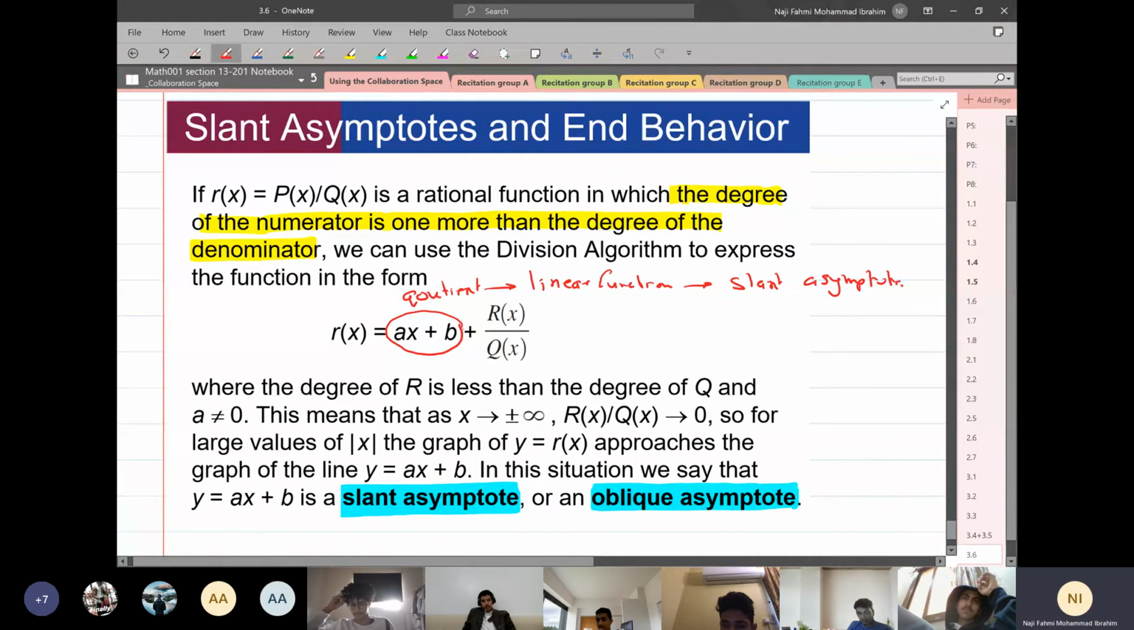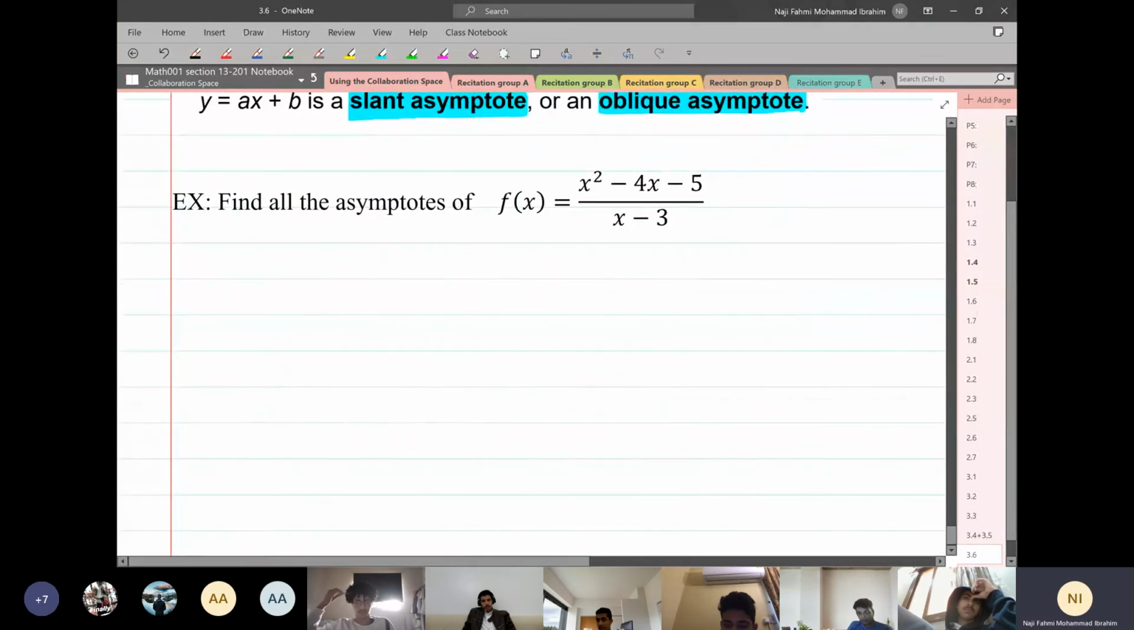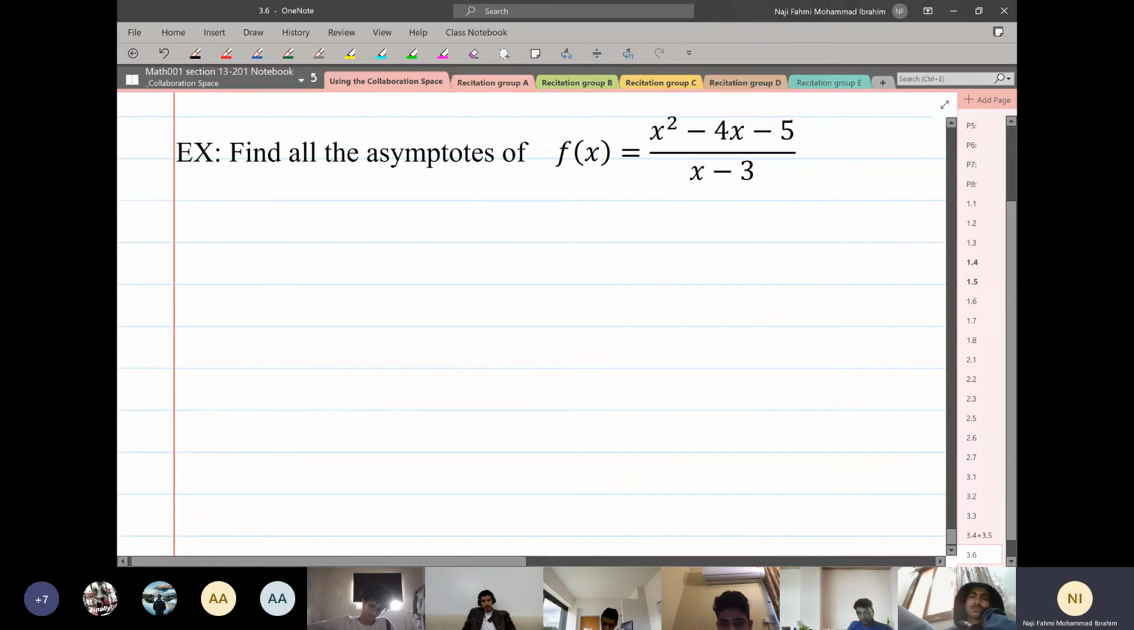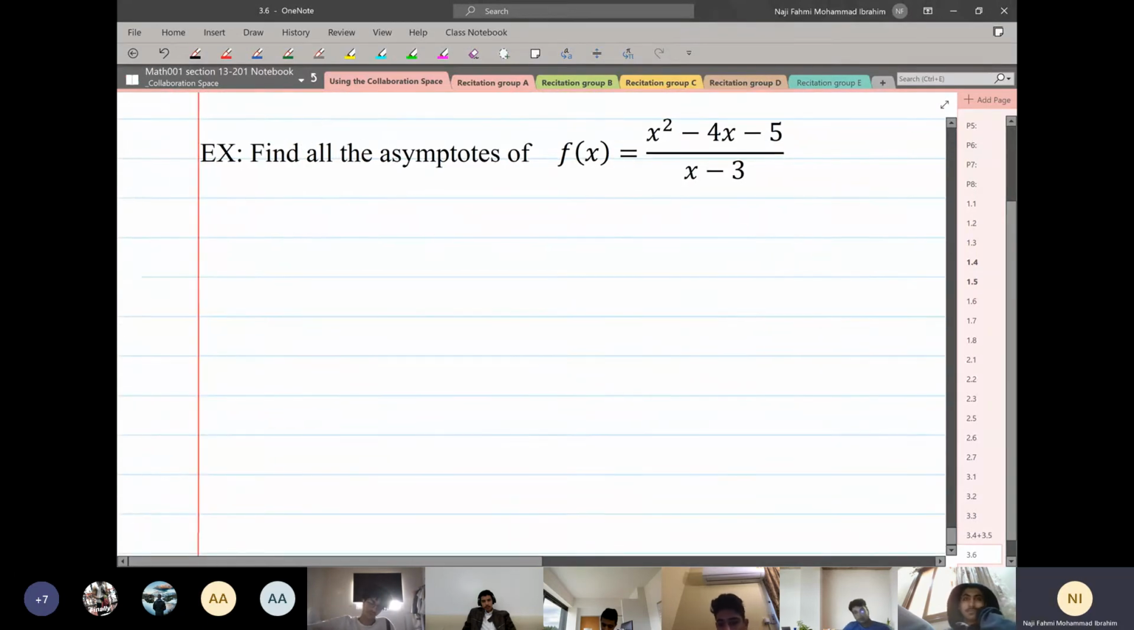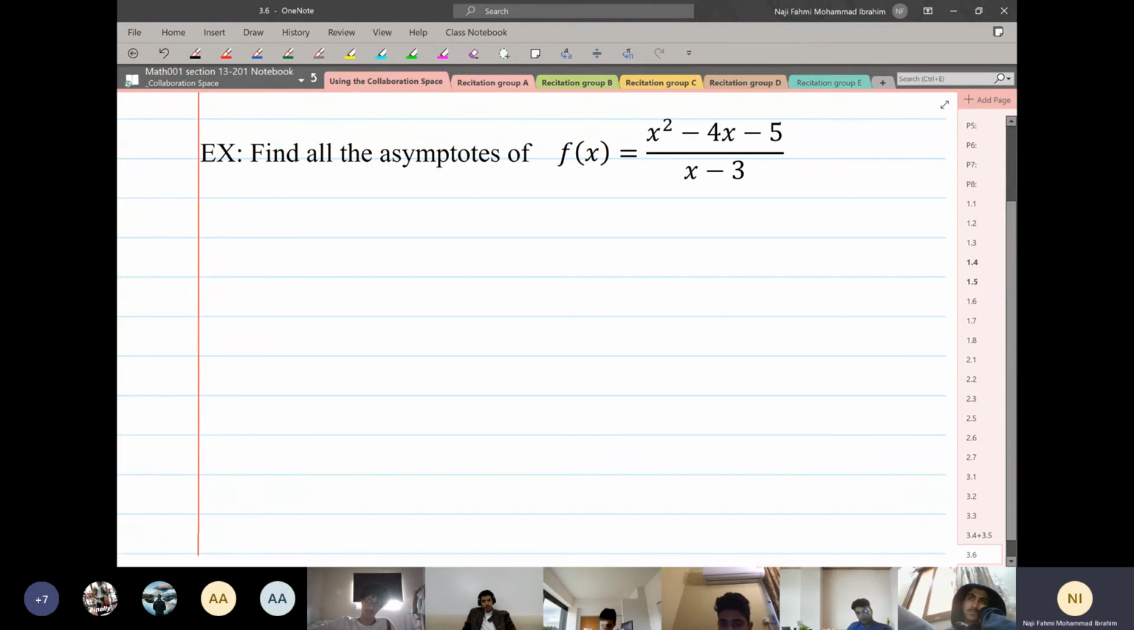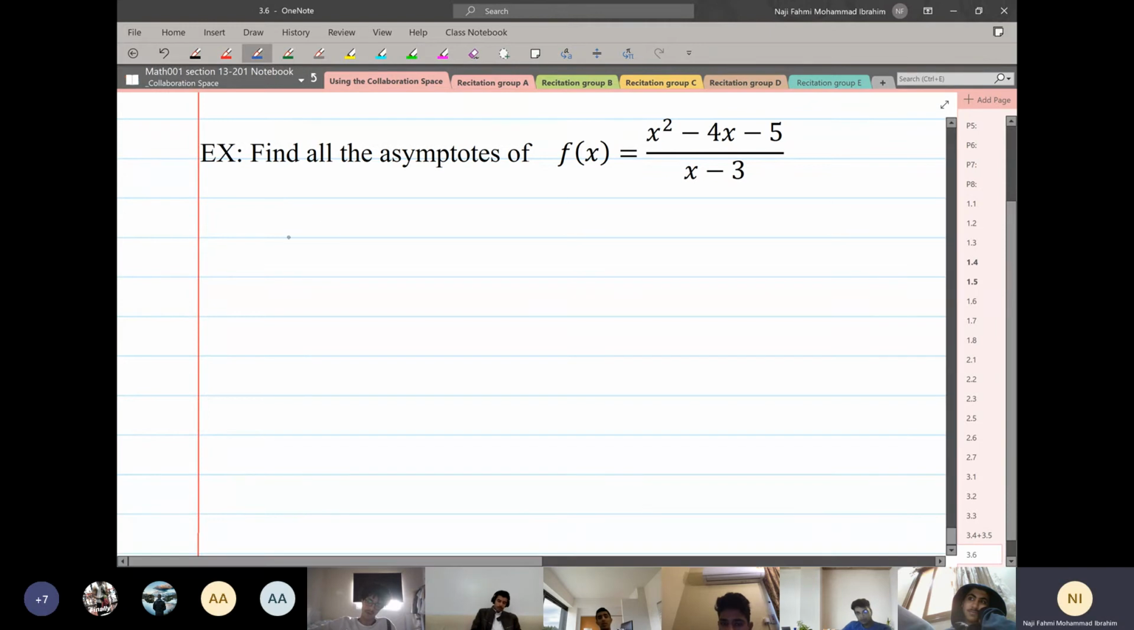Let's take an example to understand this. Look at this question here. What does it say? Find all the asymptotes. First of all, if I factor the numerator, is there anything to cancel with the denominator? No. If no, this means there is no hole, because I didn't cancel any part. So this is x minus 5, x plus 1. So there are no holes, because we didn't cancel anything.